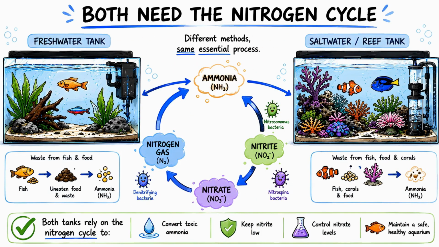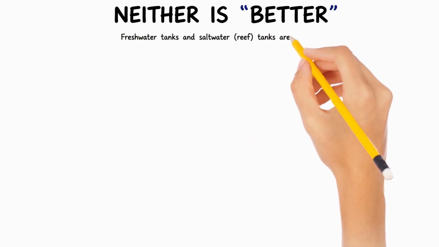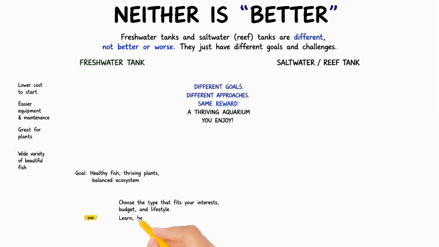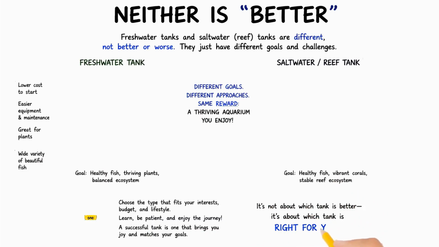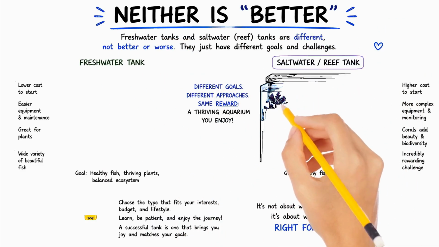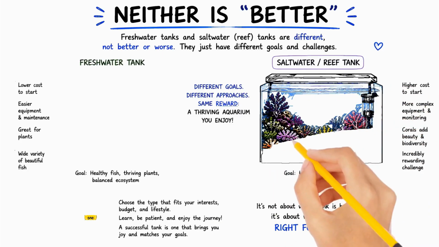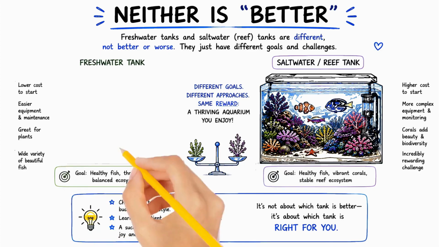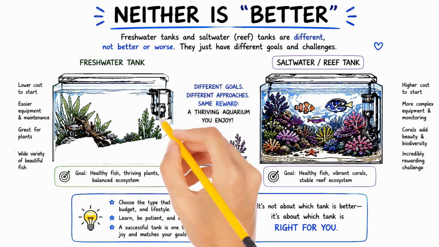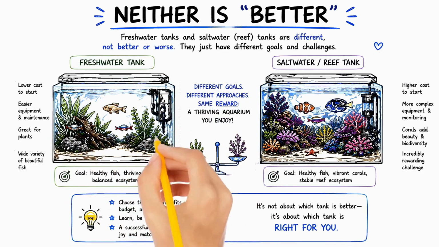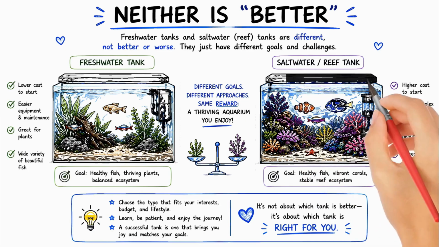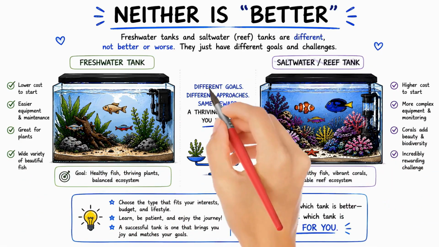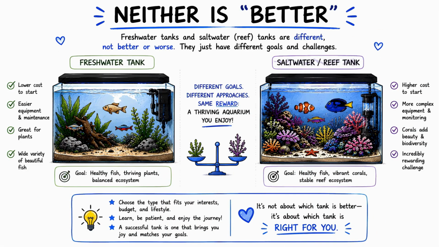A common question beginners ask is, which is better, freshwater or saltwater? The truth is that neither one is better. They are simply different types of ecosystems. Freshwater aquariums can be beautiful, peaceful, and easier to set up, while saltwater aquariums offer colorful marine fish and, in some cases, stunning coral reefs. Each has its own challenges, equipment, and learning curve. Some hobbyists enjoy planted freshwater tanks, while others are fascinated by reef ecosystems. The best choice depends on your interests, goals, budget, and the type of aquarium experience you want. Rather than asking which one is better, it's more helpful to ask which one you will enjoy the most.